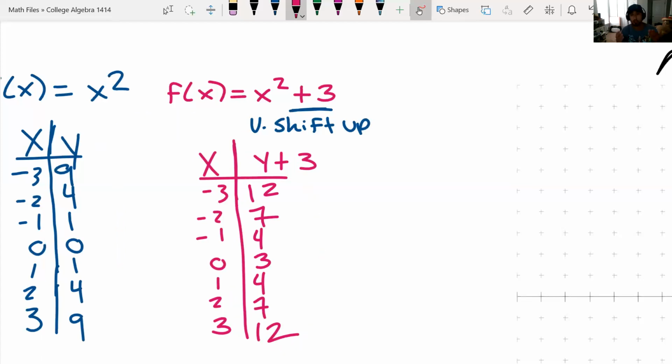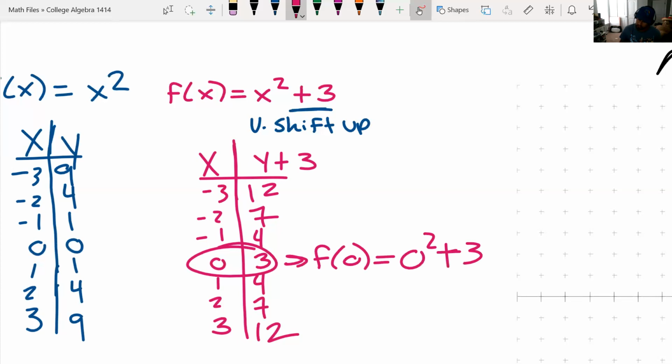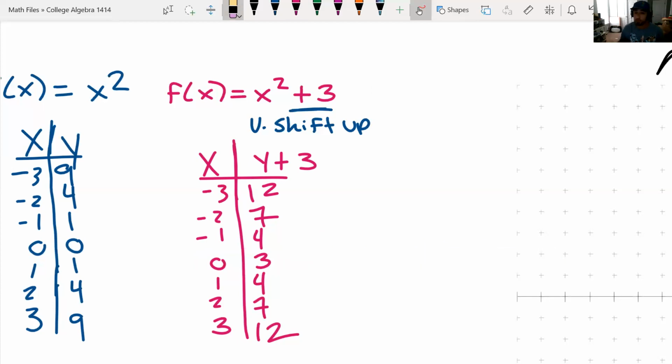All right. How do you know that you're doing it right? Well, test the number. Let's test 0, 3. If I plug it into the function above, if I said f of 0, we would get 0 squared plus 3, which would give me 3, which means that point checks out. And that means all the other points will check out. So it's important to check.